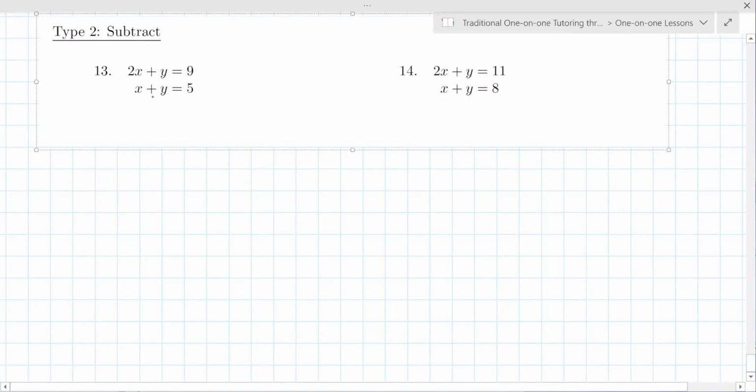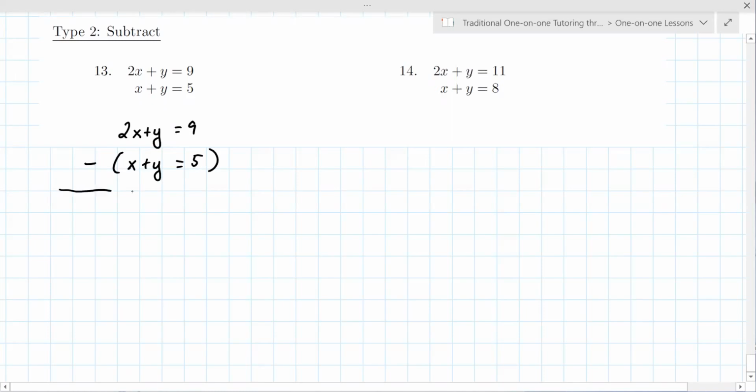Now, I have to show a little bit of work for each of these. I write kind of big, but you're subtracting the second equation. So there are a couple ways to do this. One way is to literally read it off line by line, or term by term. 2x minus x, that gives you x. y minus y is nothing, 0. And then 9 minus 5 is 4.